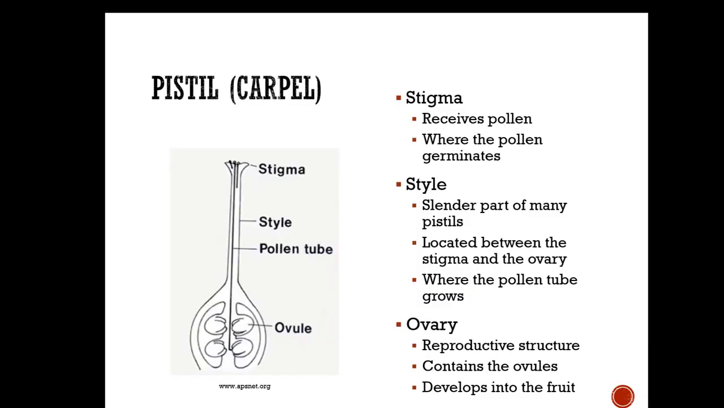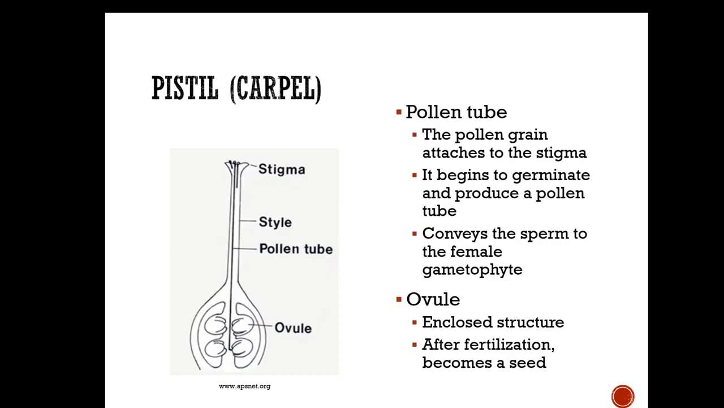Okay, the pistil or carpel consists of the stigma, the style, and the ovary. And the stigma receives the pollen. That's where the pollen germinates. The style is the slender part of the pistil. It's located between the stigma and the ovary, and this is where the pollen tube grows. And the ovary is the reproductive structure. It contains the ovules, and the ovary is the fruit that encloses the seeds, which the ovules become.